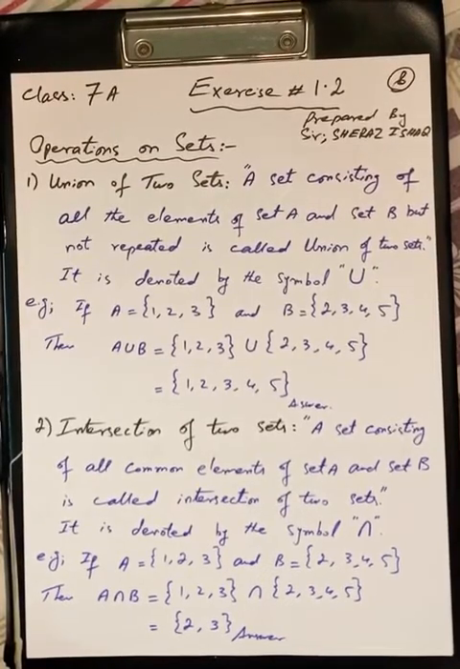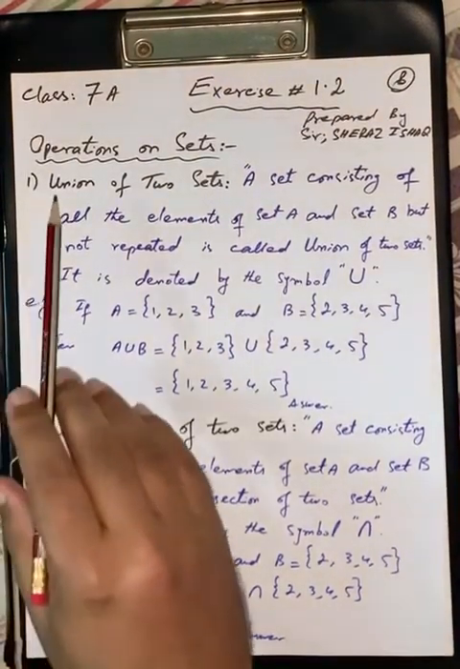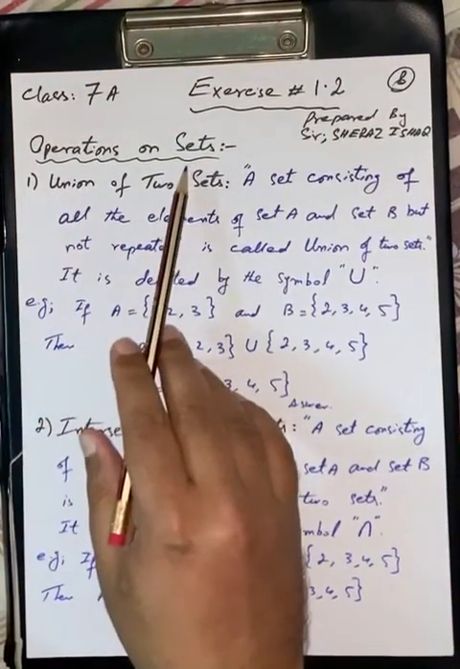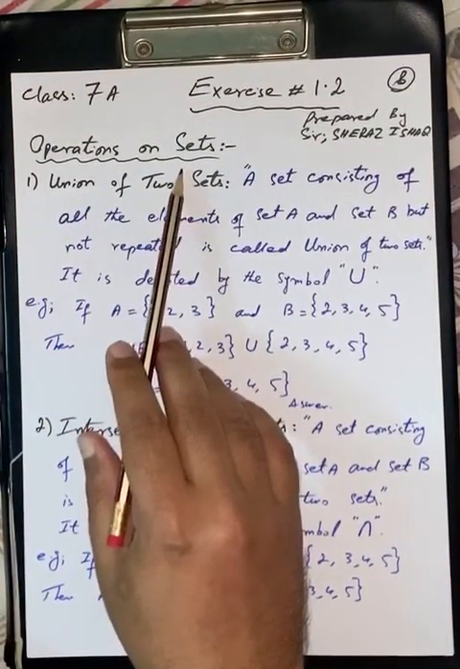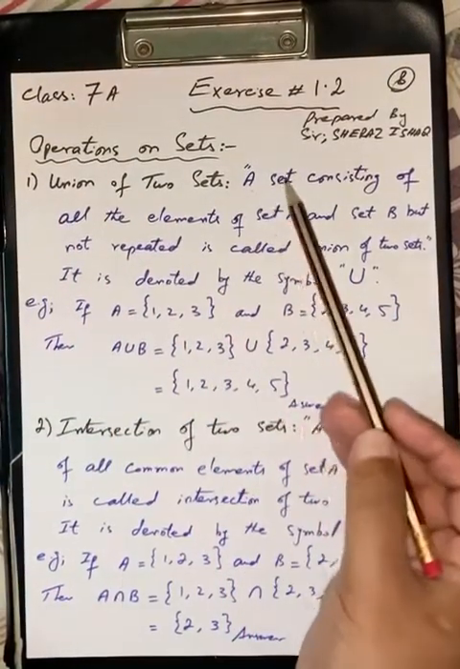As we finished exercise number 1.1 before, now we start exercise number 1.2. Here the topic is operations on sets. First is union of two sets. I read the definition of union.